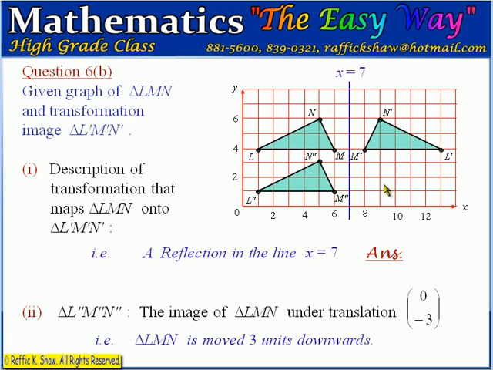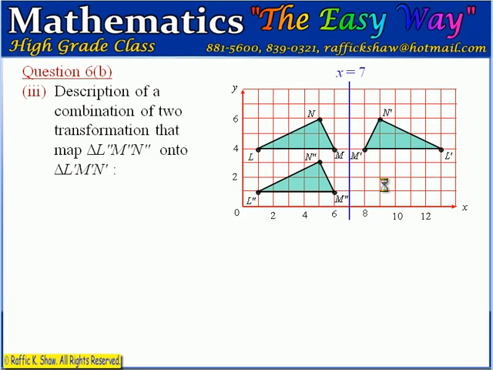Let's move down now to part 3. Part 3 wants us to describe a combination of two transformations that would map triangle L double prime, M double prime, N double prime onto triangle L prime, M prime, N prime. In other words, what combination of two transformations will map this triangle onto this triangle?